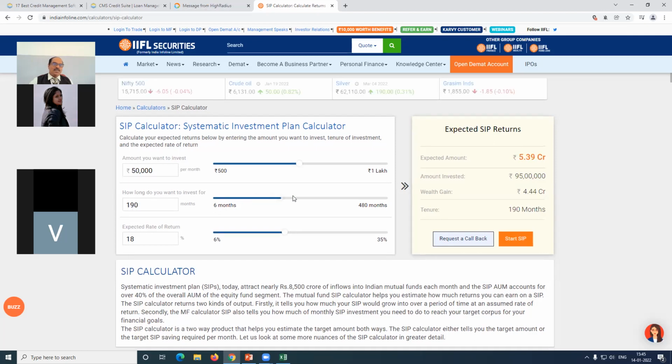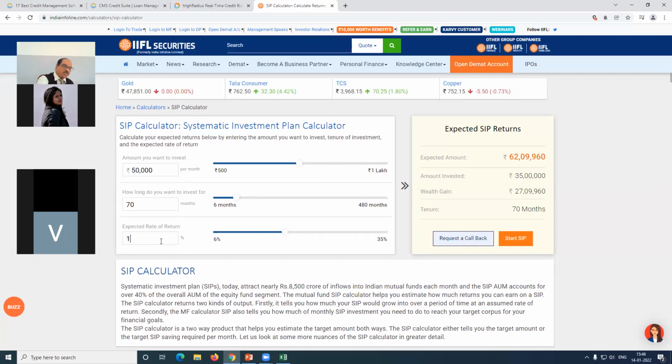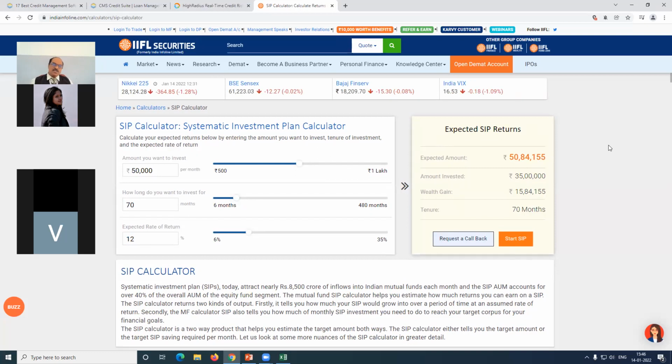Because he's having the plan to go for around, let us see, 10 years, okay, 75 months. So how long will you invest? Okay, 70 months. What expected return will he get? What may he aim for as the return? Usually the return we won't say. The normal return is now only 12% maximum. So if his return is 12%, you can see the expected SIP returns. The expected amount, he might have invested around 35 lakhs. He will get only 50 lakhs after 70 months.